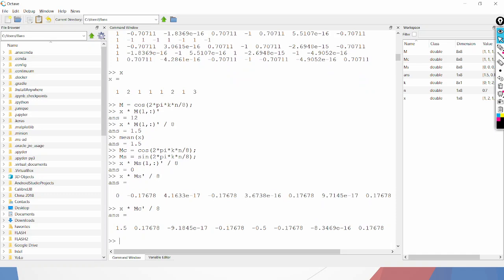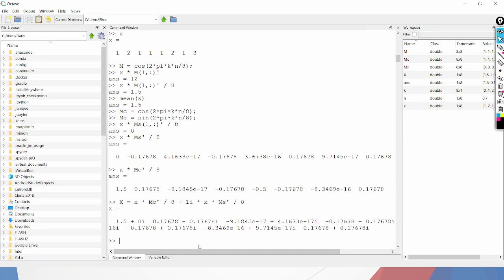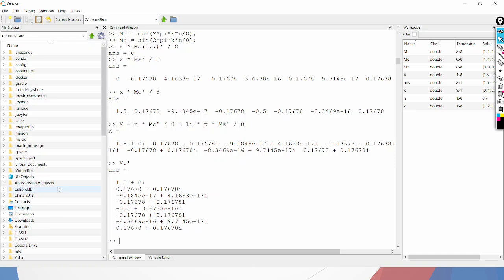And if I add them together, so that would be X capital, starting with the cosines, plus 1i multiplied by sines component. Then I have calculated Fourier transform for all of them. Well, it's not looking smooth, so I'm going to transpose it like so.